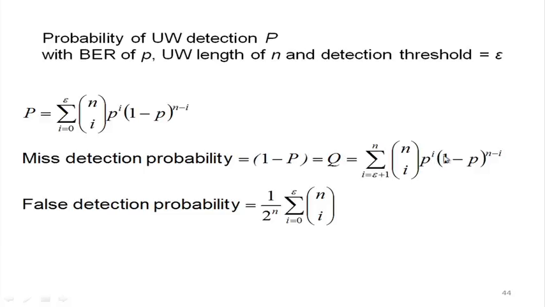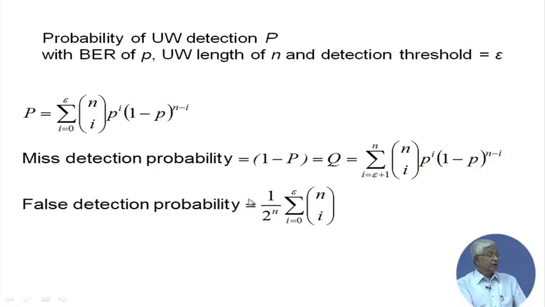So, p to the power I, (1 minus p) to the power n minus I, and the probability of false detection is 1 by 2 to the power n. I is from 0 to epsilon if you have epsilon tolerance, with nCI. So, based on the probability of misdetection, we have reduced the probability of false detection. In some cases people do not tolerate errors, so epsilon is 0, and this summation has to be from 1 to n, where n is the header size or unique word size. In some cases tolerance is there, so based on that you can calculate the misdetection probability.